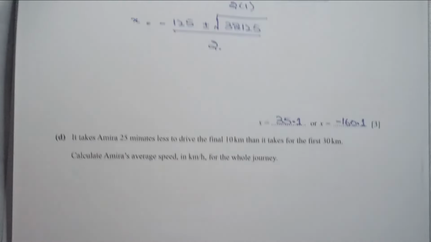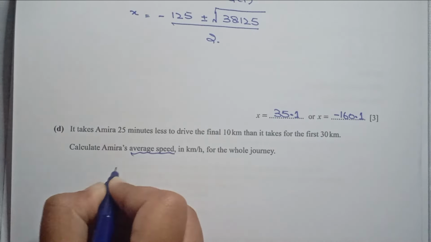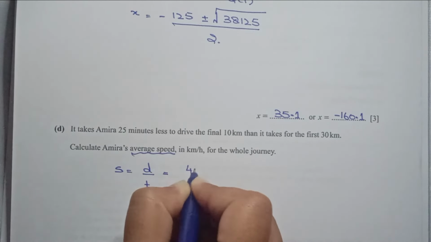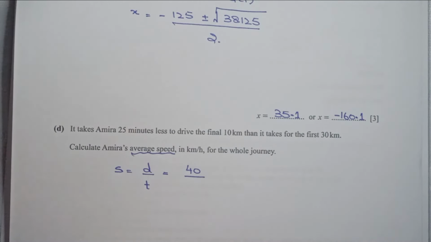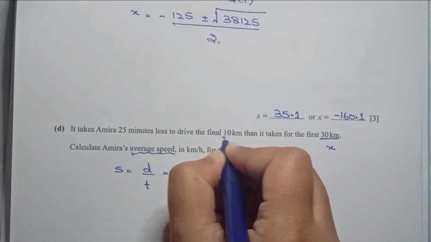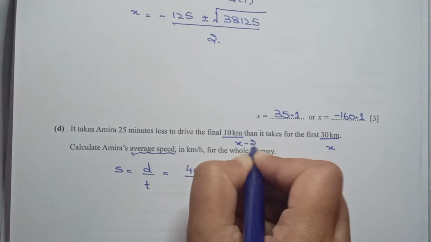Now for the D part, it takes Amira 25 minutes less to drive the final 10 kilometers than it takes for the first 30 kilometers. Calculate Amira's average speed in kilometers per hour for the whole journey. So as we know, the average speed would be equal to distance over time taken. So the distance is 40 kilometers. And what is the time taken? As we can see, for 30 kilometers, the time taken is x. And for the 10 kilometers, the time taken is x minus 25.